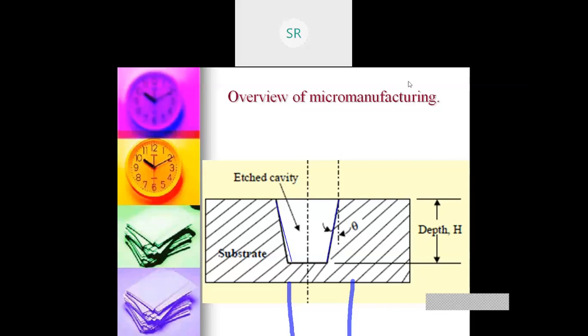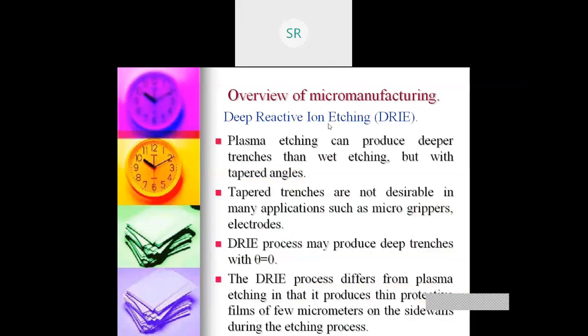For that, what I need to do is go for deep reactive ion etch. This is the process by which I'll make angle theta 0. Here I again need to do dry etching. Again I'll go for the plasma etching, no difference.